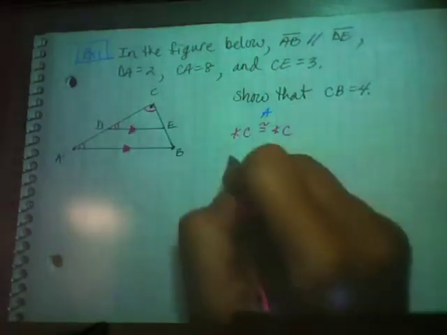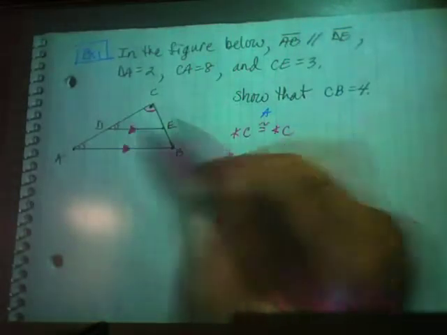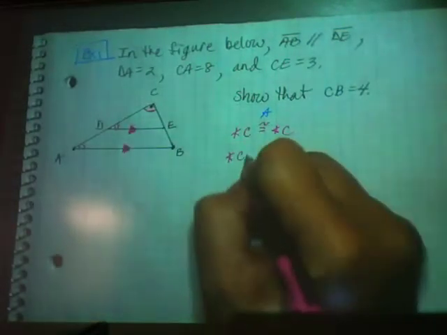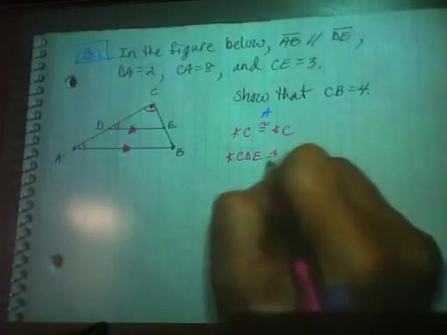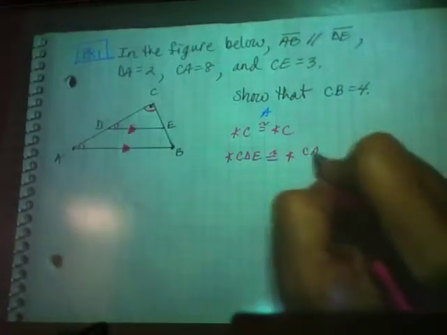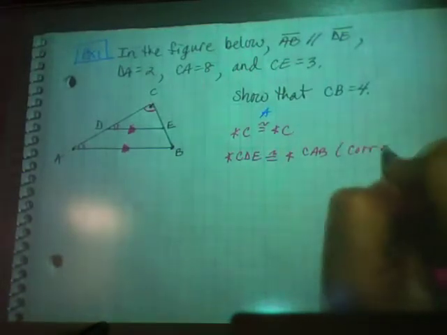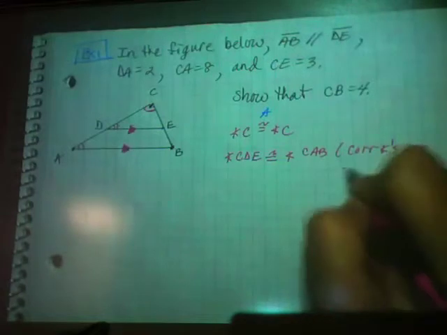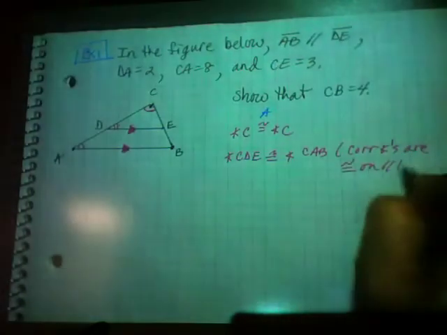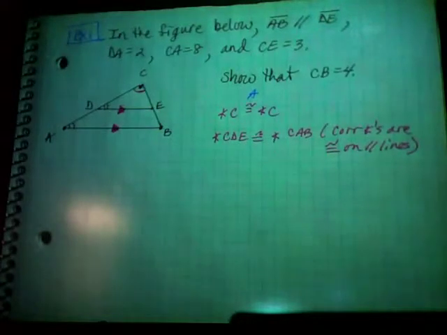And so then I've got angle, and I have to name angle D with 3 letters. So I've got CDE is congruent to angle CAB because corresponding angles are congruent on parallel lines. So now I've proven my second A. So this is a mini proof, so to speak. We're not doing it in a formal proof.